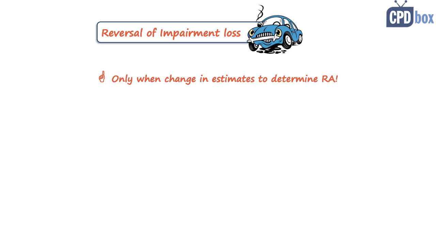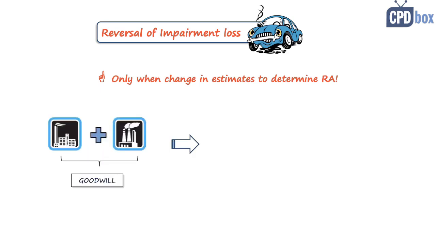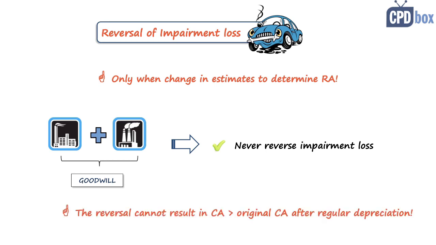But you cannot reverse impairment loss due to changes in the asset's recoverable amount coming from passage of time or from unwinding the discount, all right? I'd like to mention here that you can never reverse impairment loss on goodwill, never. Other than this, the reversal cannot result in a revised carrying amount higher than the original carrying amount would be after regular depreciation charge. The interesting fact is that under US GAAP, you can never reverse impairment loss. So that's the bigger difference between IFRS and US GAAP currently.